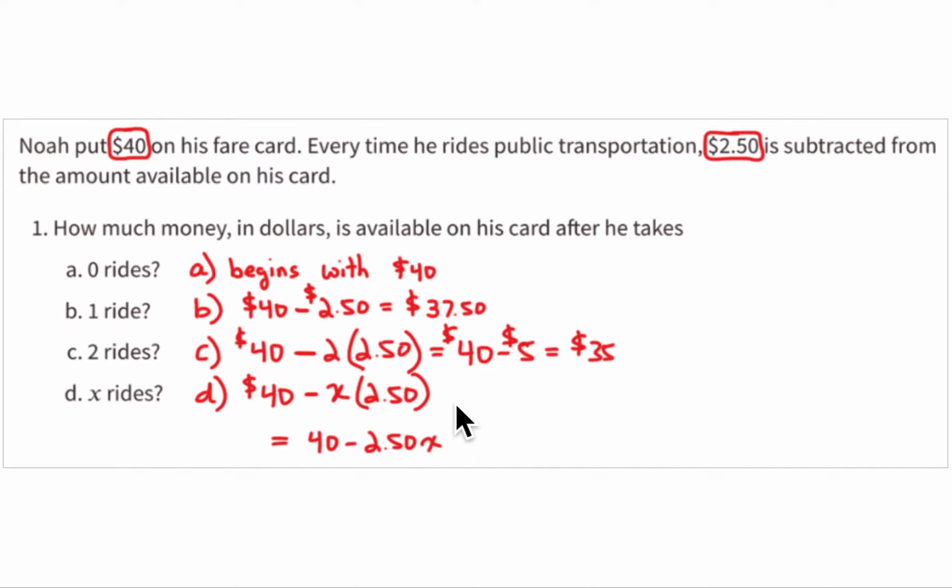Now, a problem that we're going to do in just a moment says, how many rides does it take to get to $0? And notice, before we get there, that to get to $0, this number of rides times $2.50, what does that have to equal to make this whole thing 0? Well, it has to equal $40. So just this part right here has to equal $40. When it does, you have nothing left on the card. So how many rides gets you to make this part of the expression equal to 40? And that's a problem that we're going to do in just a moment.